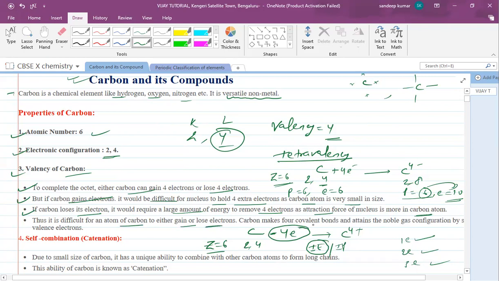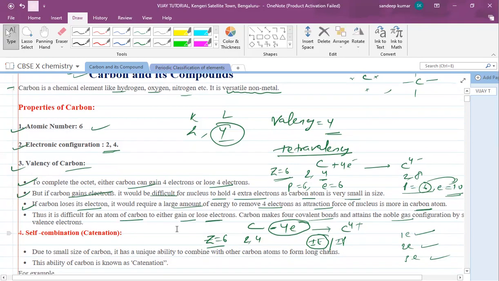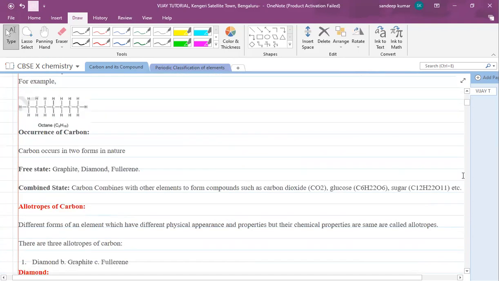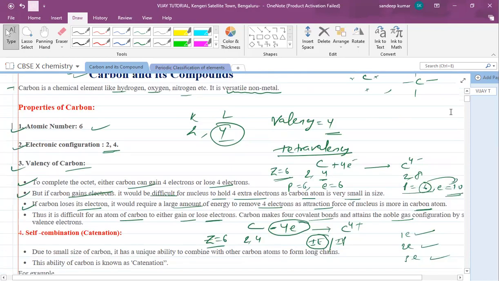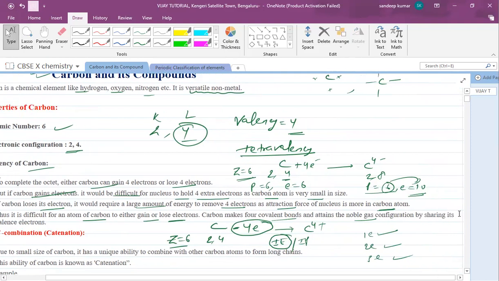Carbon makes 4 covalent bonds and attains the noble gas configuration by sharing valence electrons. Okay, by sharing its valence electrons. Am I clear?